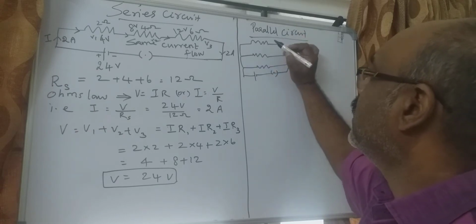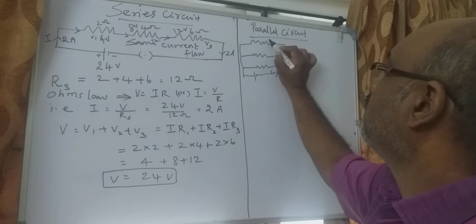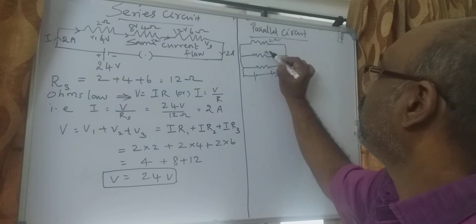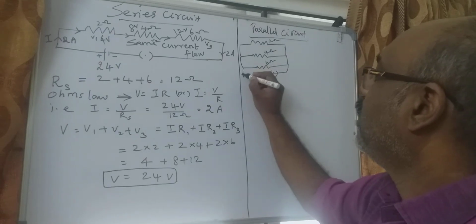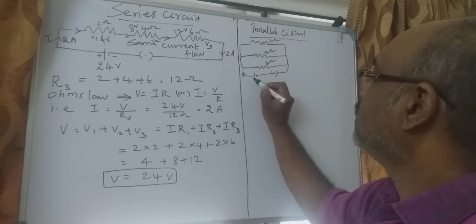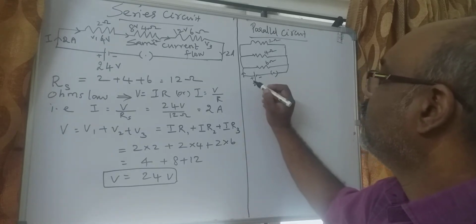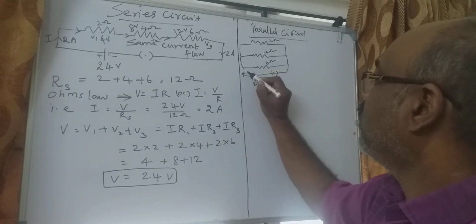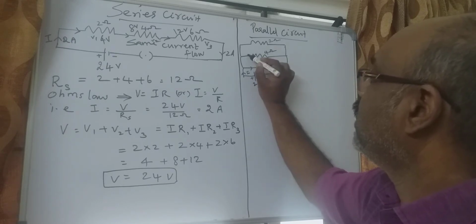Now let me take the same resistances here: 2 ohm resistance, 4 ohm resistance and 6 ohm resistance. This is the voltage supplying 24 volt, and the current whatever goes here will be splitting here, here and here.